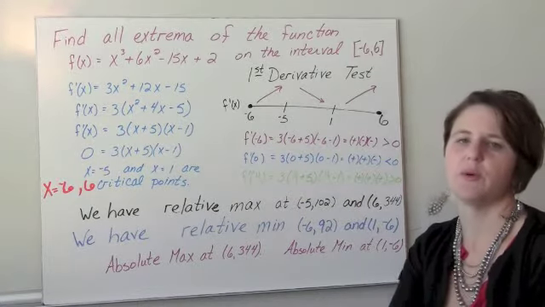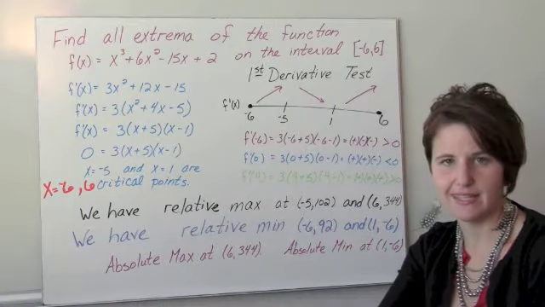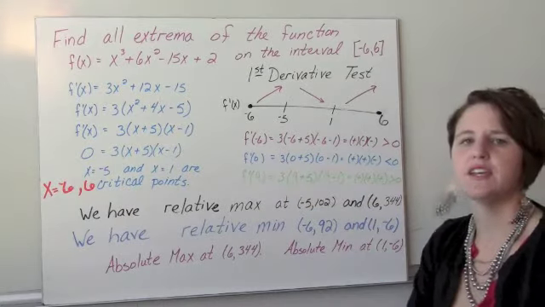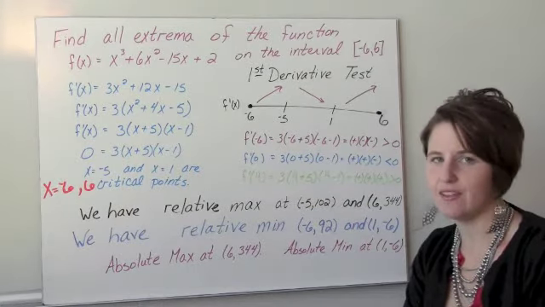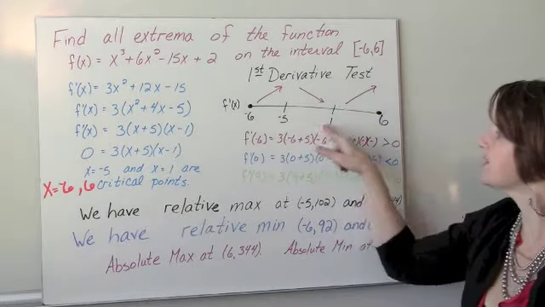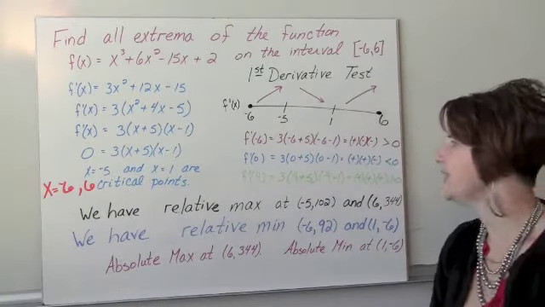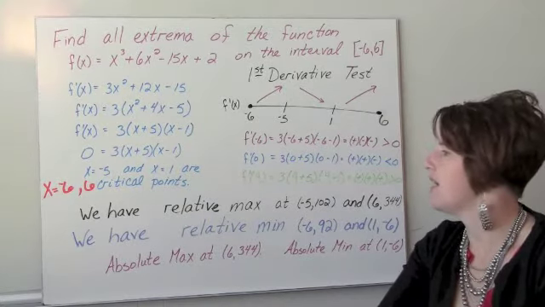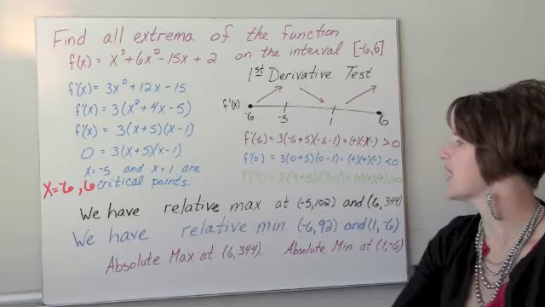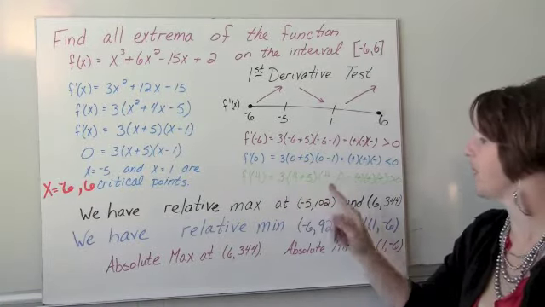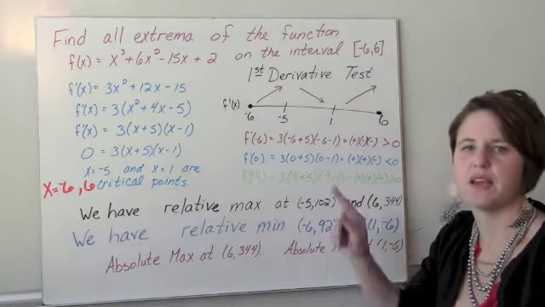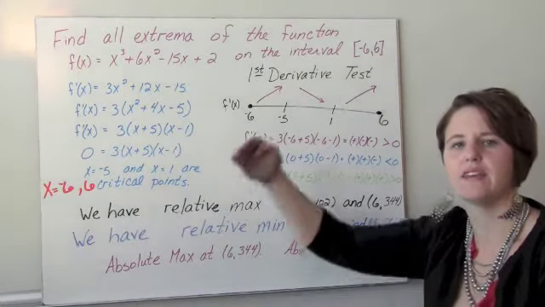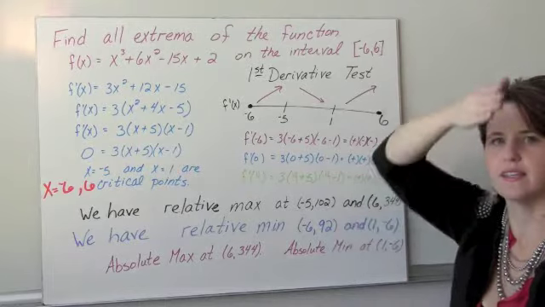If I plug in a number between negative 5 and 1, like 0, we end up with positive times negative. So the first derivative is negative on the interval from negative 5 to 1. So that means we're decreasing. And then if I plug in a number bigger than 1 but less than 6, I'll plug in 4. If I plug in 4, I end up with a positive times a positive times a positive, which means this derivative is positive, and we're increasing again. So thinking about what happens, we are increasing, decreasing, increasing.